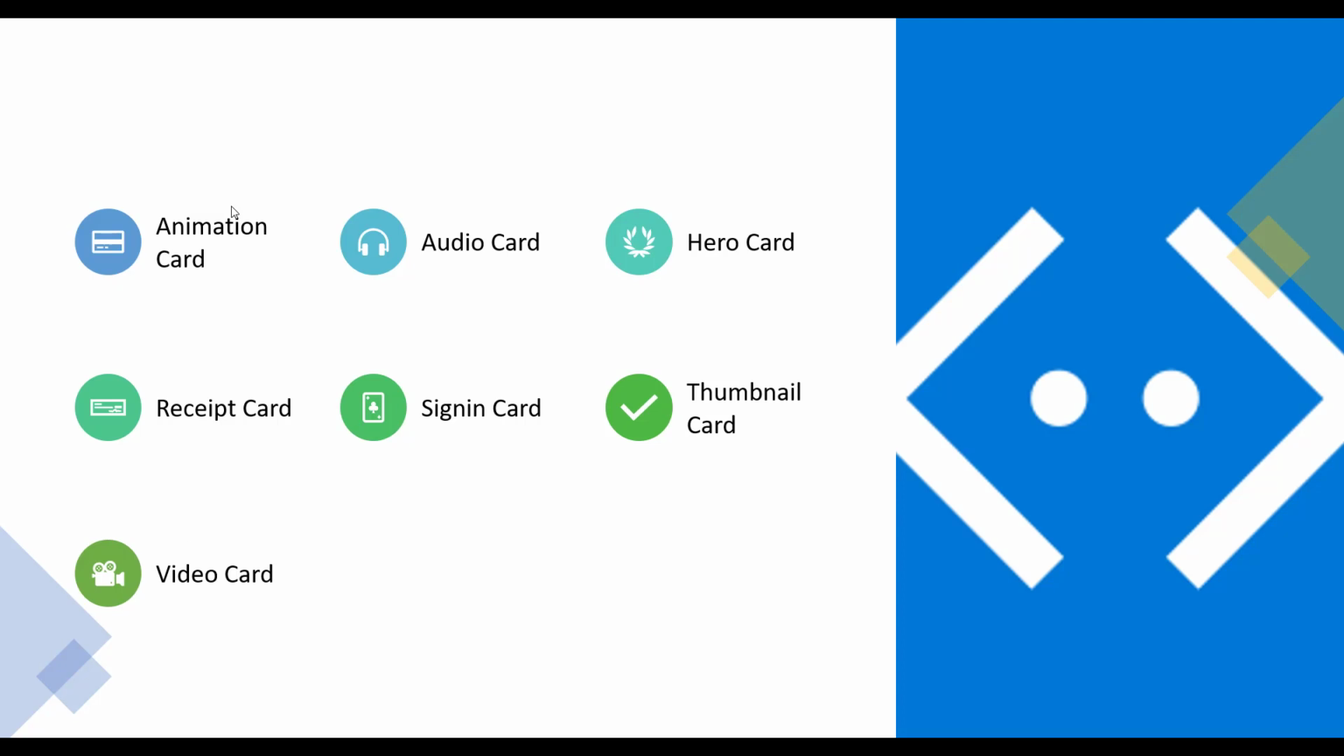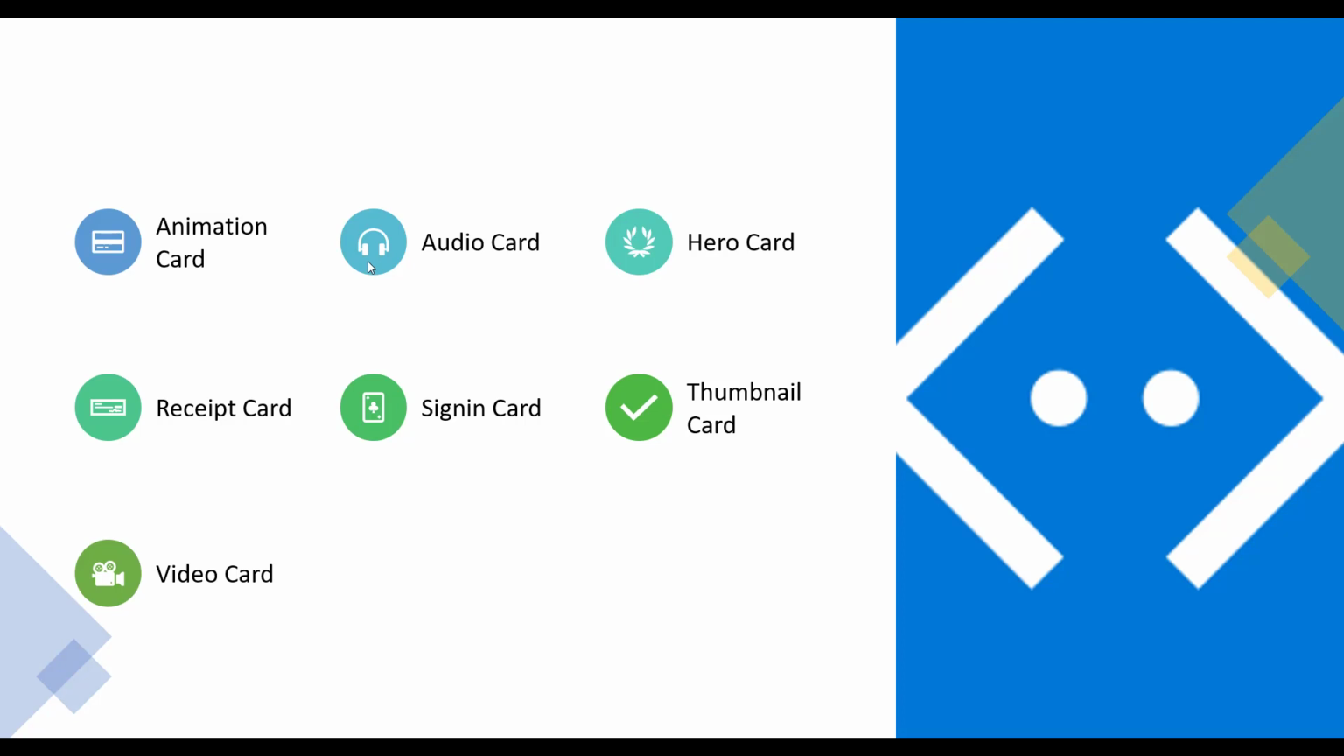Each card is used for a different purpose. For example, if you want to display an animation like a GIF player, use the animation card. It will play the animations. If you want to play some audio to the user, you have to use the audio card. And if you want to display some images and promote your brand, for example, when a user connects to your bot, you make some GUI changes with your logo or something like that, you can go with the hero card.